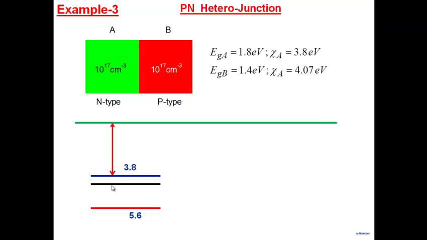This is an N-type semiconductor. So, and this is 3.8. And this point here would be 5.6 here, 3.8 plus the energy gap. So it's 5.6 below the vacuum level here.